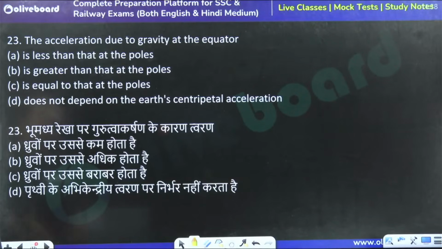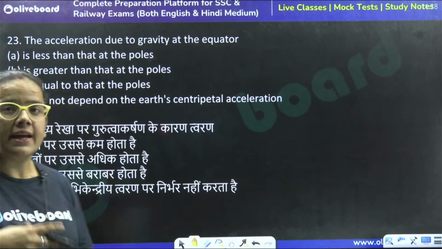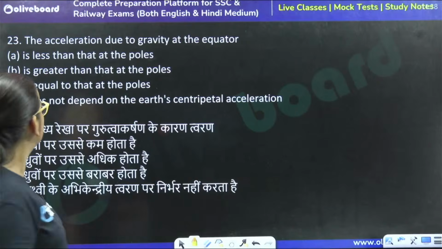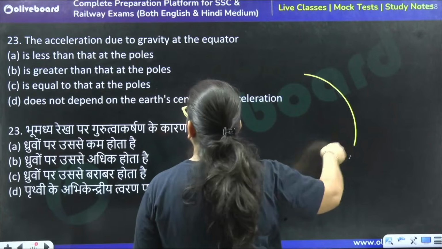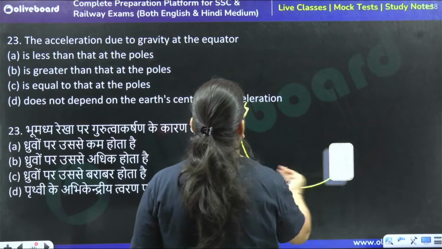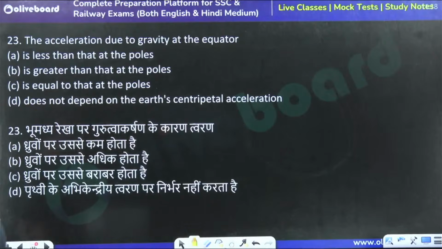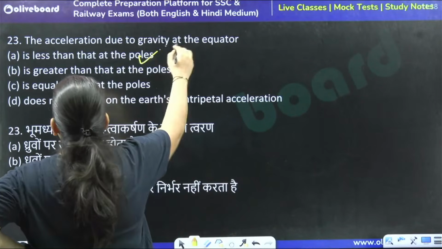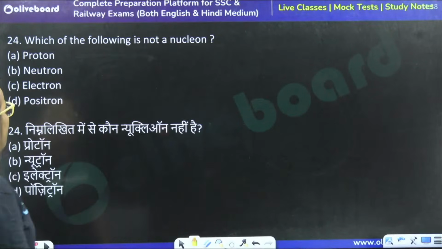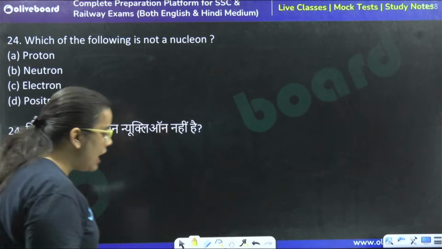Next question, the acceleration due to gravity at the equator is less than that at the pole. The correct answer is A. Next question, which of the following is not a nucleon?